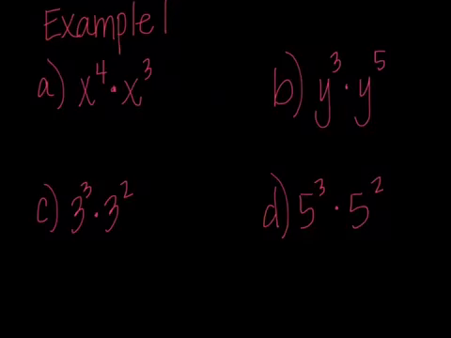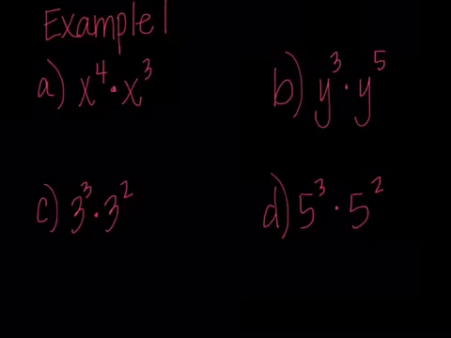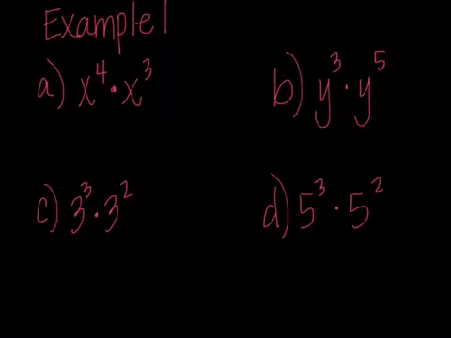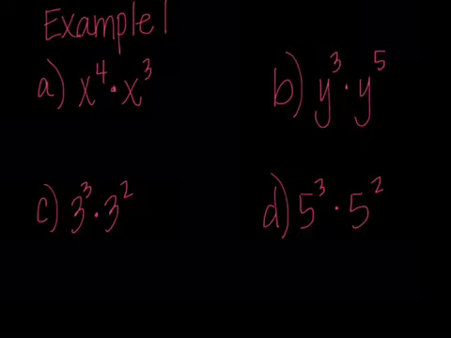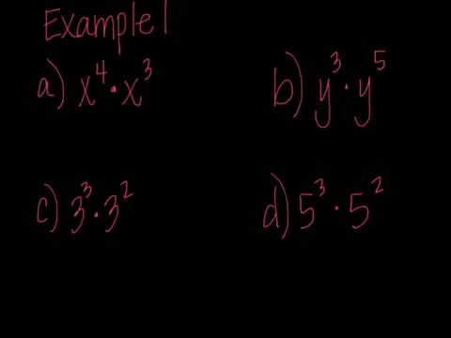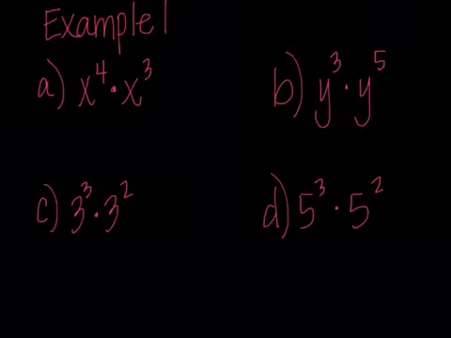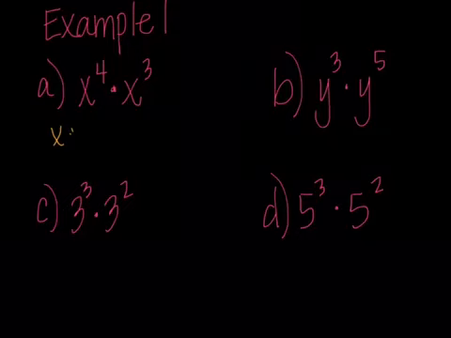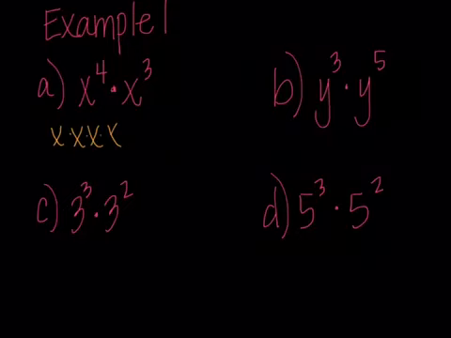Let's start with the simple case where we don't have any numbers or leading numbers in front, also known as coefficients. Example 1a, x to the fourth times x to the third. Remember that we know that an exponent just means the base times itself, however many times our power tells us. So x to the fourth is the same as x times x times x times x. We are multiplying this by x to the third, which is the same as x times x times x.